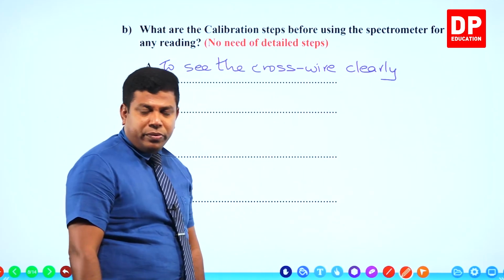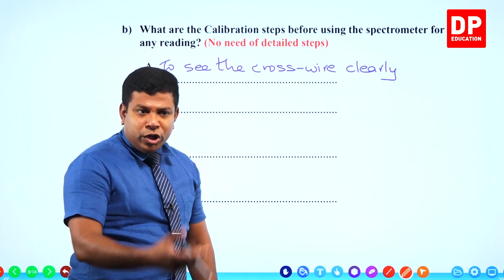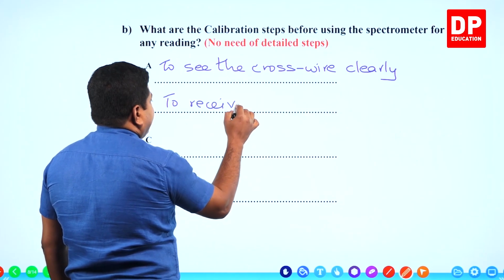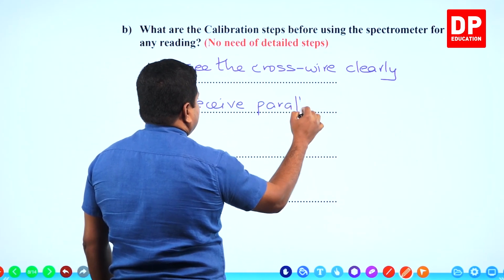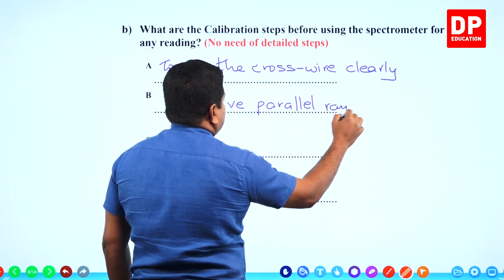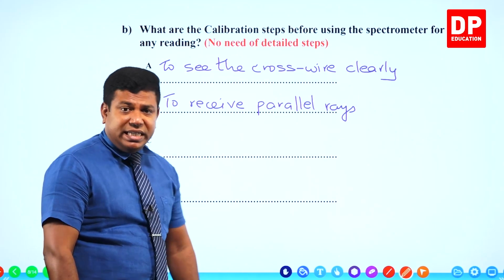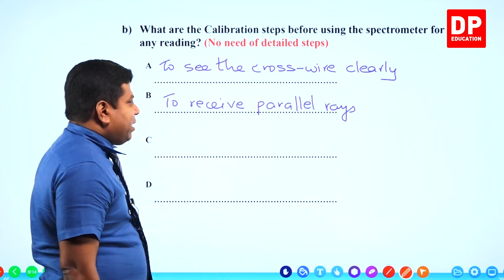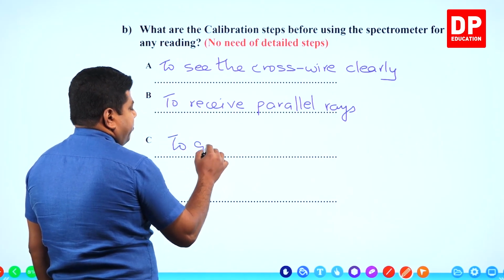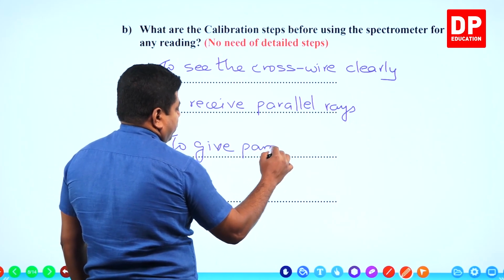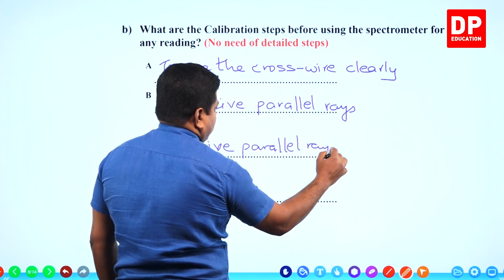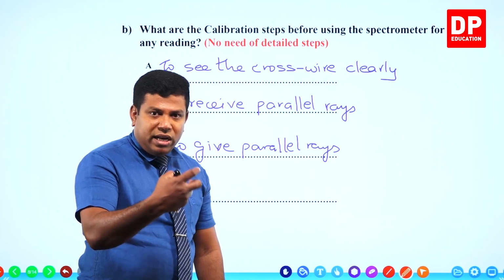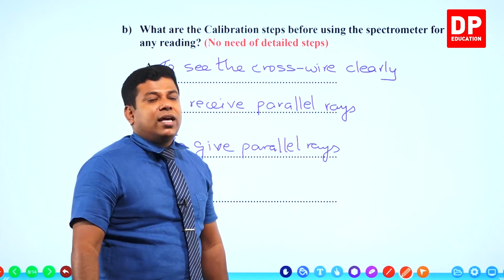B is the telescope. What calibration do we do on the telescope? To receive parallel rays. Calibrate it to receive parallel rays. They asked us to briefly explain it, so you don't have to go into details, just say to receive parallel rays. C is the collimator, to give us parallel rays. The light source will be giving divergent rays. The collimator has to make them into parallel rays and give them on the other side.